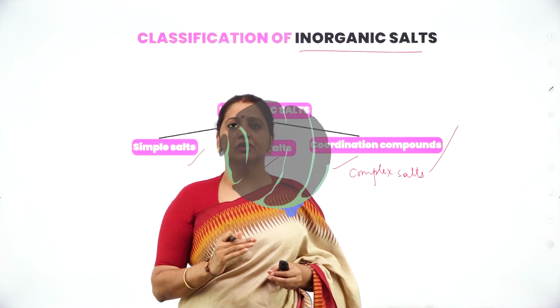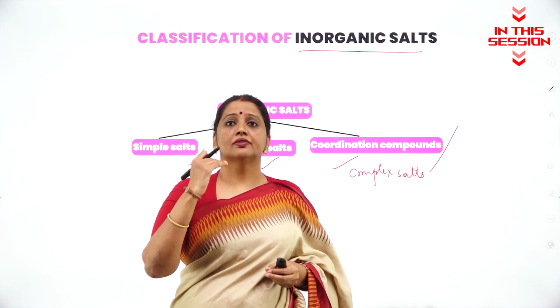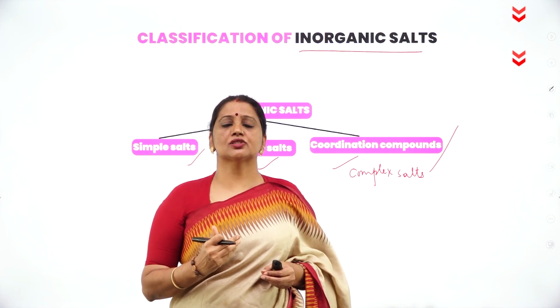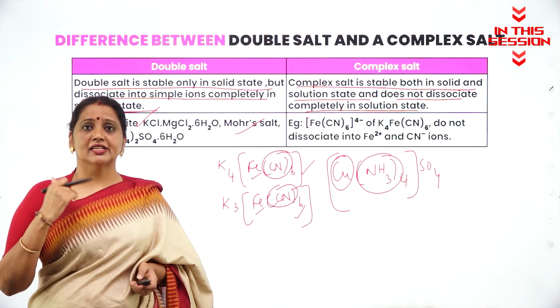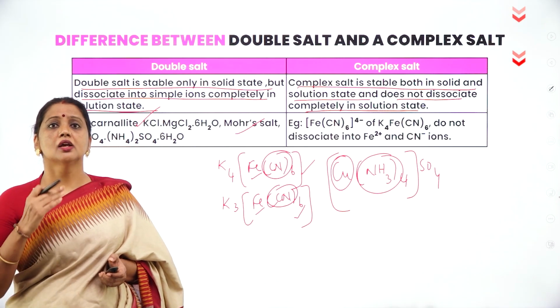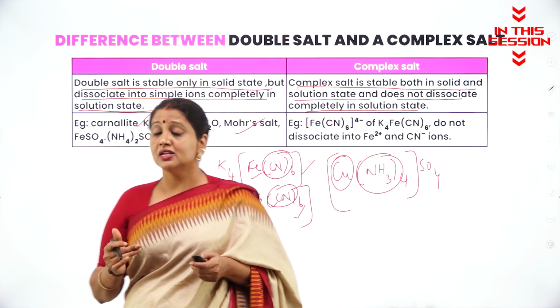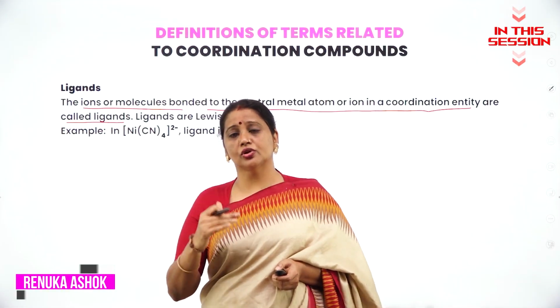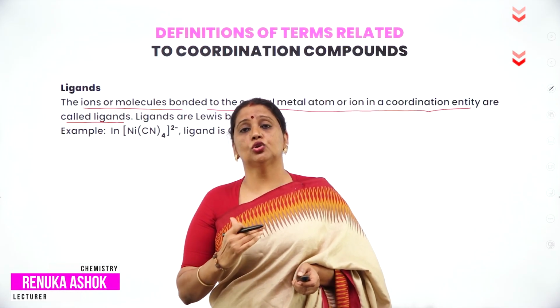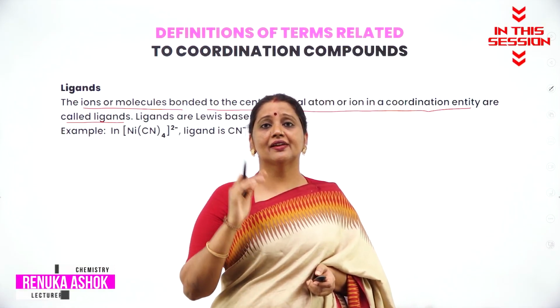Three varieties of inorganic salts are simple salts, double salts as well as complex salt. These complex salts are also called as coordination compound. What are the examples for coordination compounds? Examples for coordination compounds are potassium ferrocyanide, potassium ferricyanide and cuprammonium sulfate. It has a capacity to donate one or more pair of electrons to central metal atom or ion. That's why ligands are called as Lewis bases.